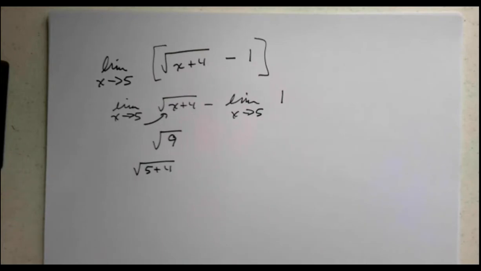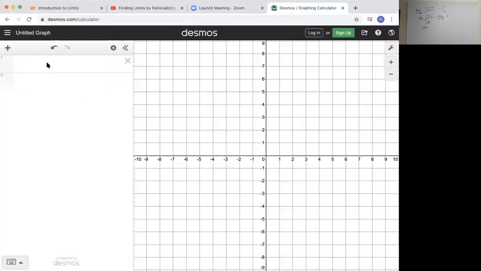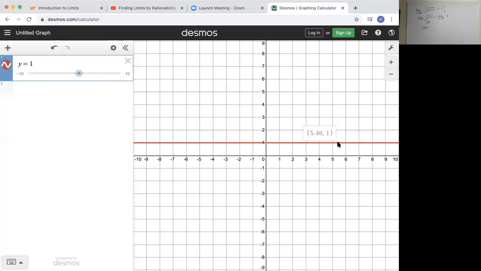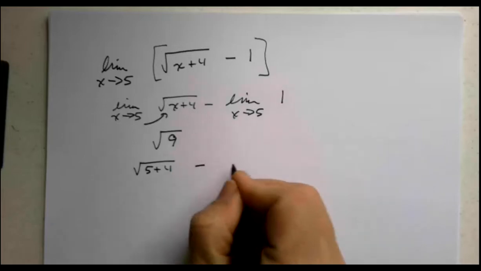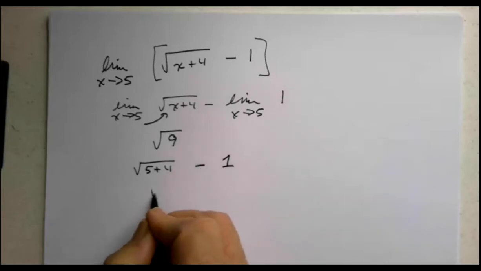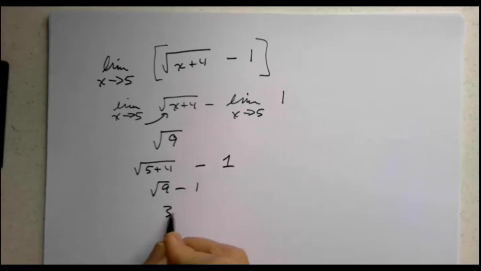Over on this side, as x gets close to 5, what does 1 do? Well, if you want to visualize that for a minute, let's go to Desmos. If I look at the equation y equals 1, there it is. As x values get close to 5, what do the y values do? From the left, the y values are always 1. From the right, the y values are always 1. So indeed, as I approach 5 of 1, the y values always approach 1. The function always approaches 1. So we get this, root 5 plus 4, root 9, minus 1, 3, minus 1 is 2.